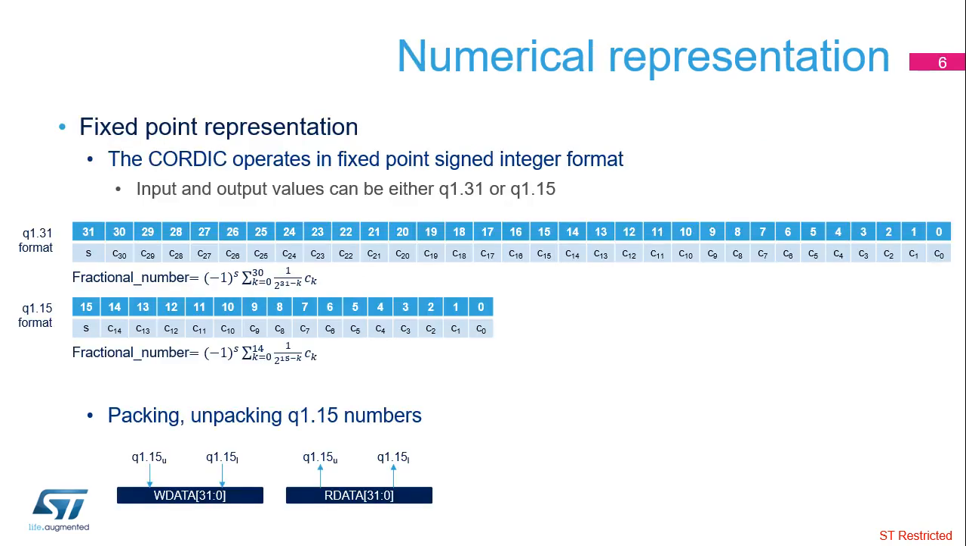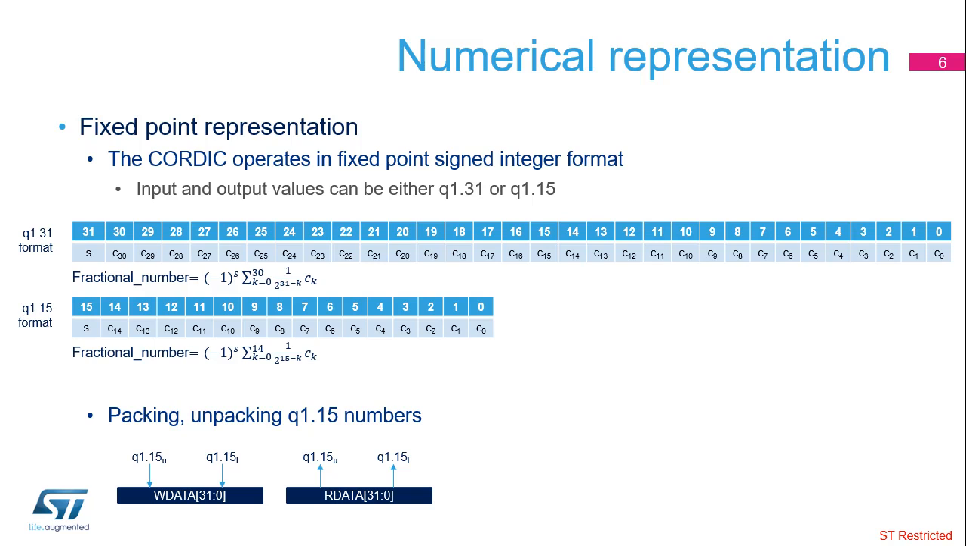In Q1.31 format, numbers are represented by 1 sign bit and 31 fractional bits, or binary places. The numeric range is therefore -1, 0x80000000, to 1 minus 2 to the -31st, 0x7FFFFFFF. The precision is 2 to the -31st, around 5 times 10 to the -10th.